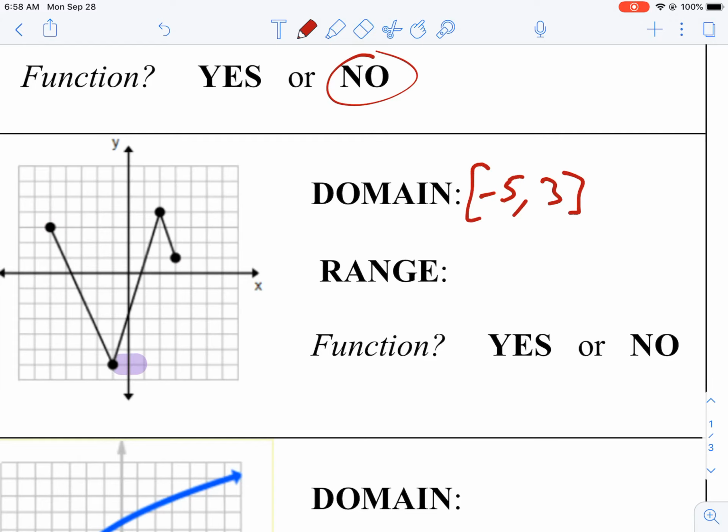So we look down here. That's the lowest point on the graph. That's at -1, -2, -3, -4, -5. That's at -6. Highest point on the graph, that's at 1, 2, 3, 4. So the range is -6 to 4. And this function passes the vertical line test, so it is a function.